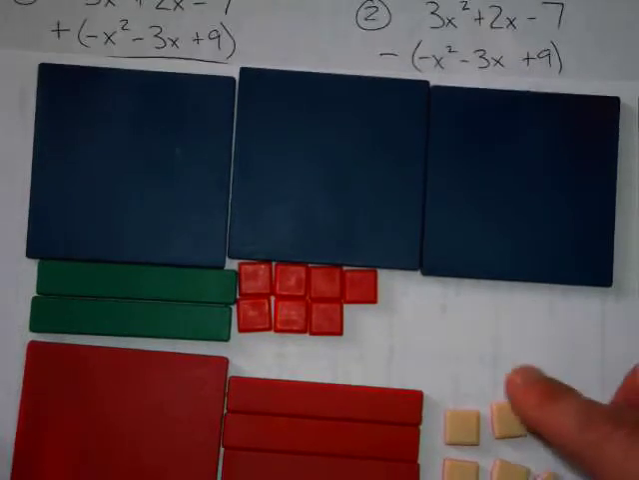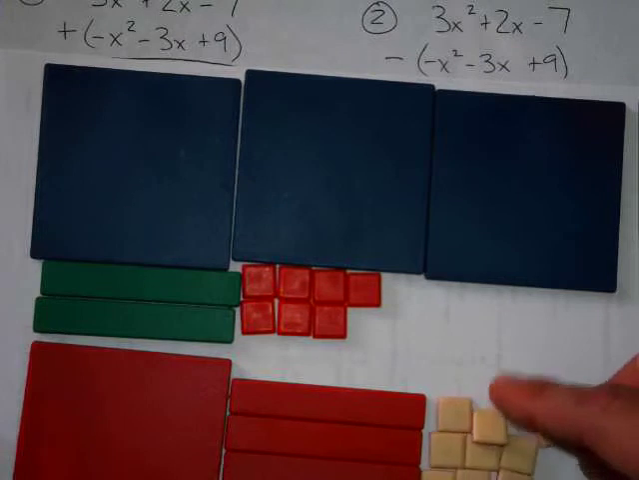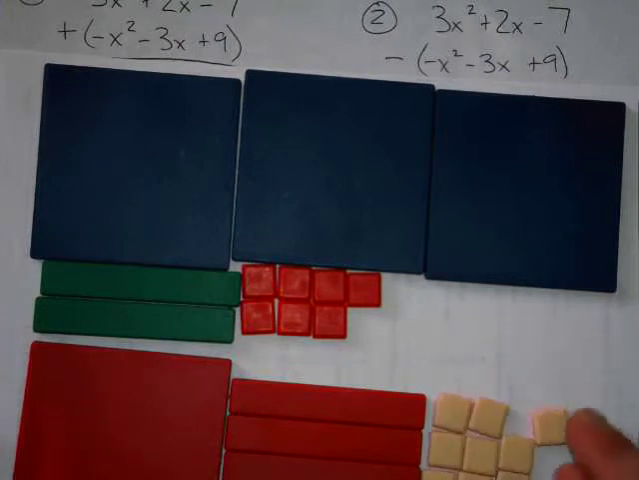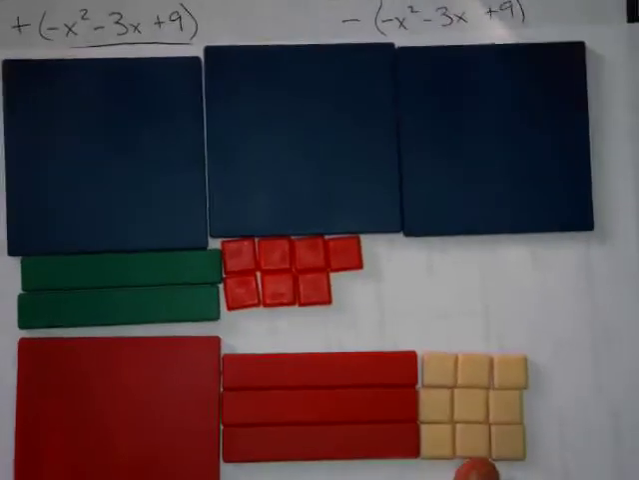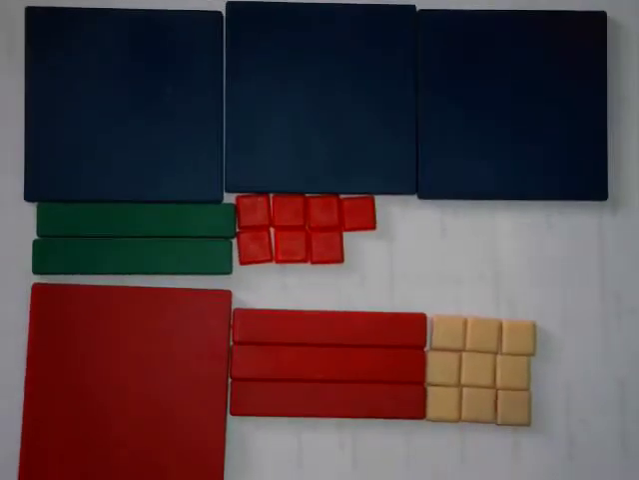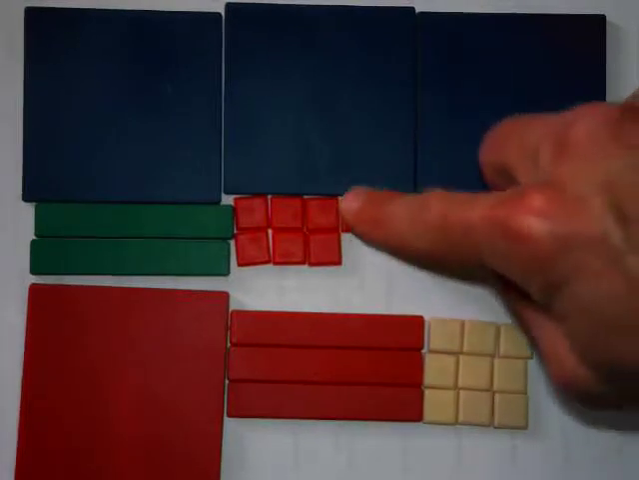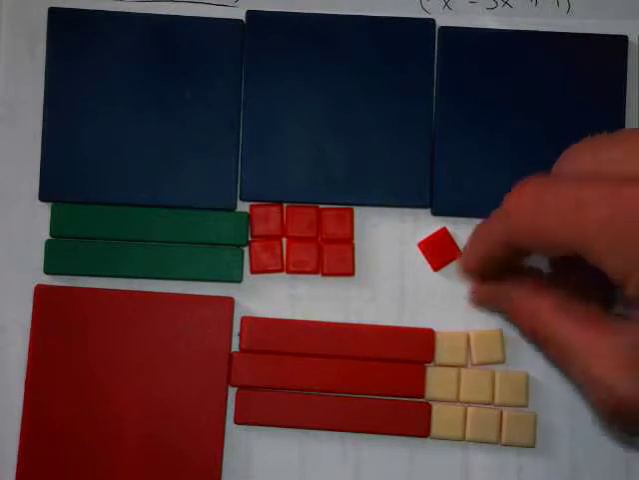And so what we're going to do is add all of this together. That's what the expression is telling us to do. We're adding these two polynomials. Now, the way addition works with algebra tiles is by looking for zeros. Now, what is a zero? Plus 1 minus 1 is 0. So this is an example of a zero.